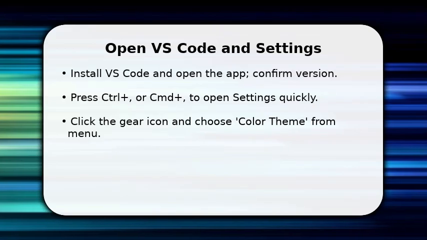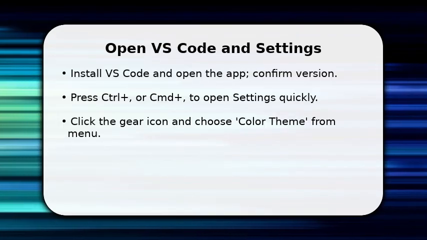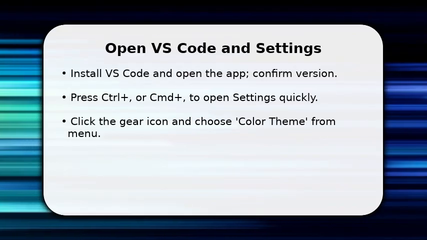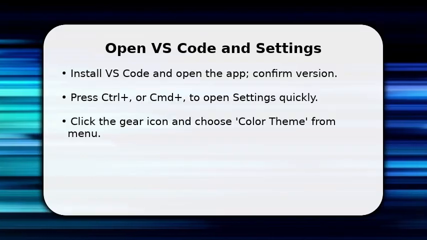Enjoy the video. You start by opening Visual Studio Code and getting straight to the settings. Press Ctrl Plus or CMD Plus on Mac, and the settings panel appears. Once done, type Theme in the search bar to narrow options. Make sure to click the gear icon at the lower left and select Color Theme from the drop-down, because this takes you to the selectable palette quickly. You are now ready to pick a theme. Proceed to the next step to apply and customize it.